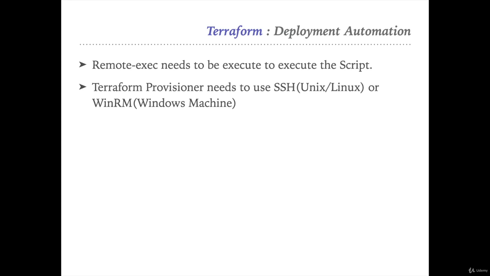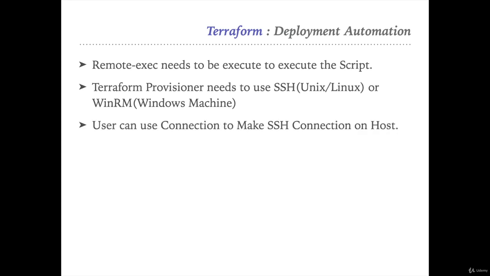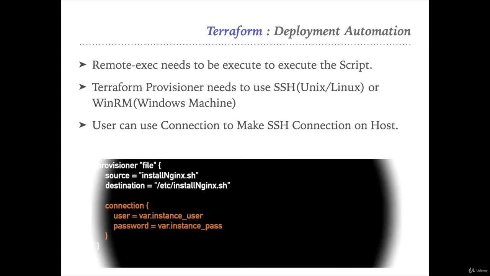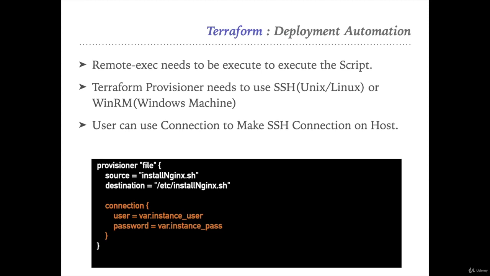Once the connection is successful, it will execute the defined script on your machine. The user can use the connection to make the SSH connection on the host. Here is the sample code. Inside the provisioner block, you can define the connection. Then you need to define the user to create the connection, and the password of that particular user, by which user you want to SSH on the instance.